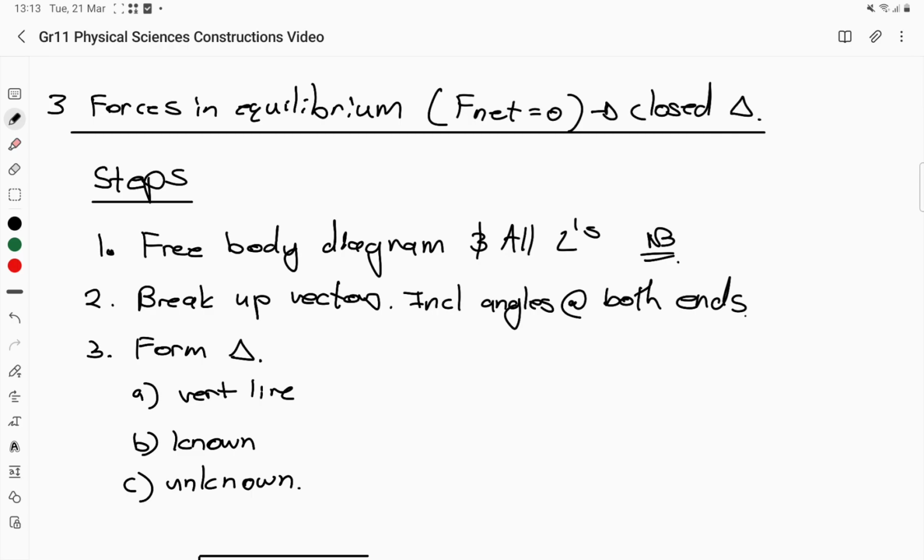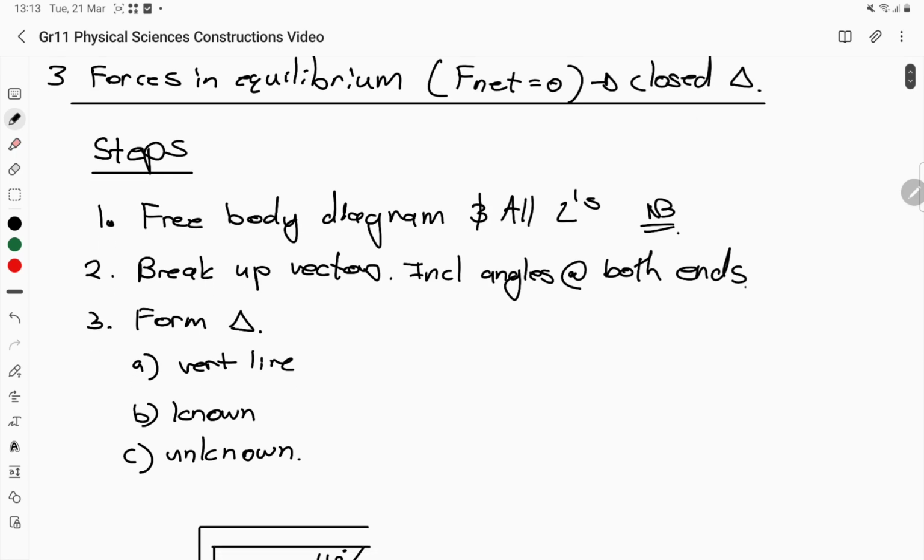Now we're going to deal with three forces in equilibrium, which implies that their net resultant force is zero, which will imply that we have a closed triangle of forces. So let's look at the steps.